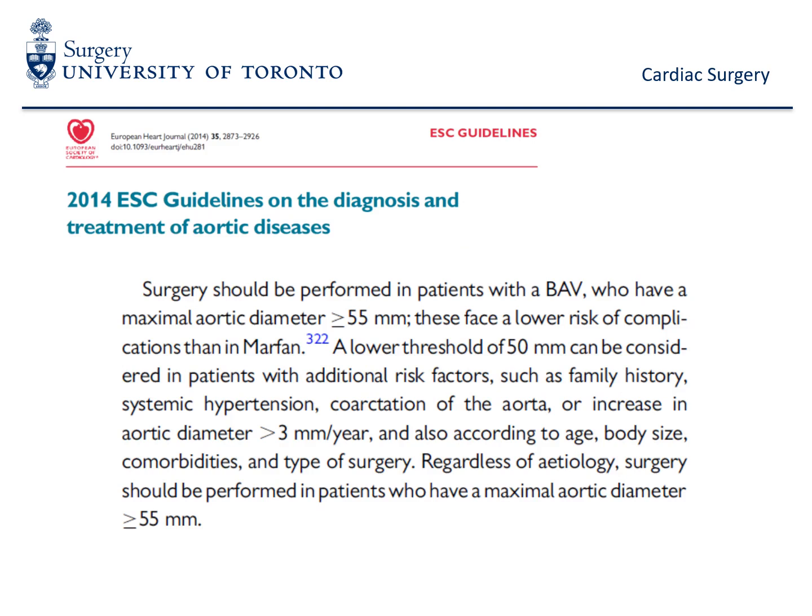The European guidelines further clarify this range. So for patients with bicuspid aortic valve disease and a maximal aortic diameter greater than or equal to 55, there's an indication for surgery. The threshold is lowered to 50 if the patient has additional risk factors such as family history, systemic hypertension, coarctation of the aorta, or rapid growth of the aorta.